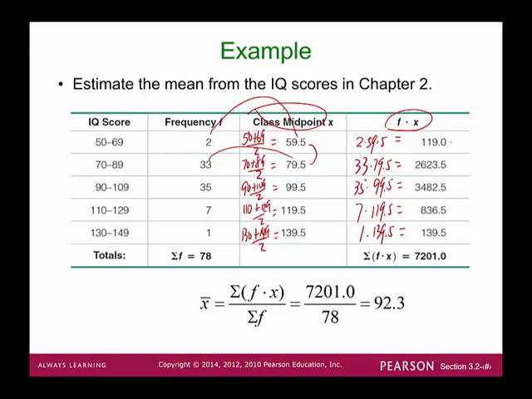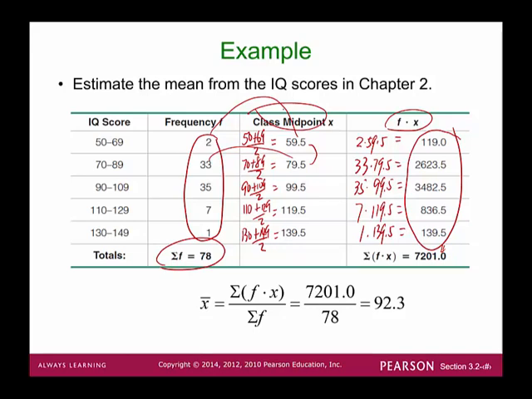Now you sum up all these products, right? Then it turned out to be 7,201, which is underneath it. And that becomes the numerator to calculate the mean. The denominator is the total frequency, so you're going to sum up all these frequencies. Adding 2 and 33, get 35, adding 35, 70, adding 7, 77, adding 1, 78. So the total frequency, which is the sample size, in this case is 78.